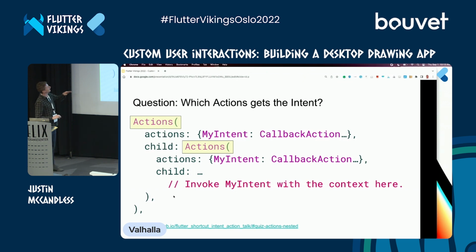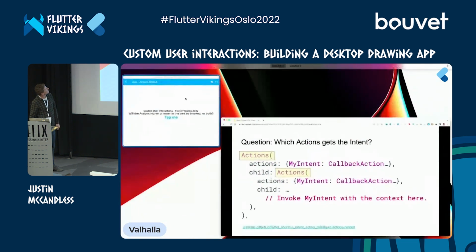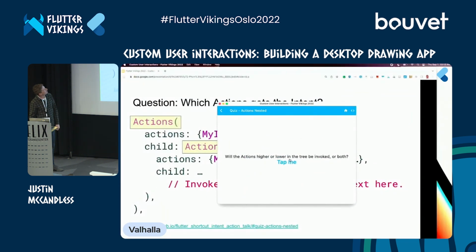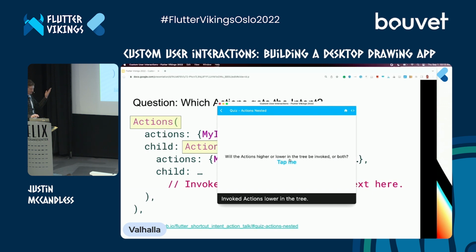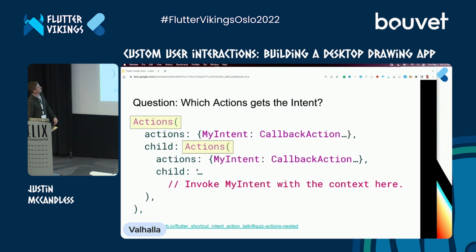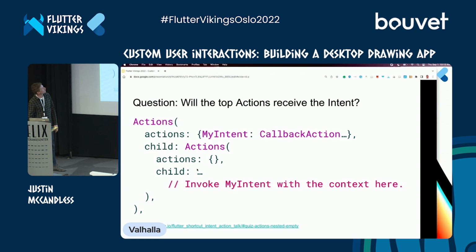But if you just mean, will they override each other? Let's see what happens. The lower actions widget gets it. So in this way, is this overridable? Yes, in that the higher actions widget is overridden by any actions widget lower in the tree that maps that intent. So let's look at one more quick example to illustrate this.